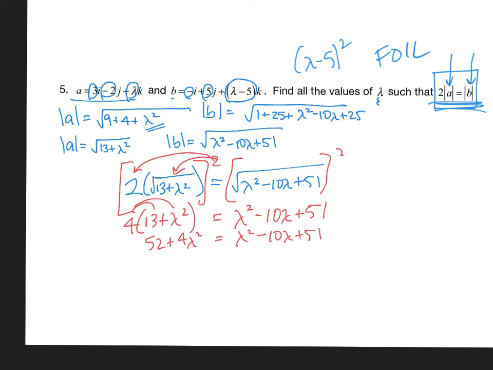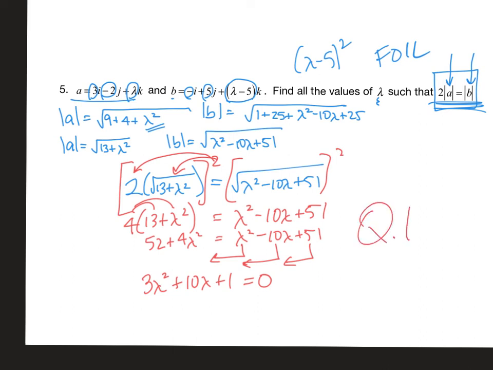This is a quadratic equation, you guys. You got to set it equal to 0. So I'm going to move everything over to the left, which gives me 3 lambda squared plus 10 lambda plus 1 equals 0. Now, if you're lucky, that will factor. You are not lucky in this case. So you're going to have to use the quadratic formula. You do get 2 answers. Yes, they're ugly. Yes, there is a square root in the answer. I'm not going to finish this.